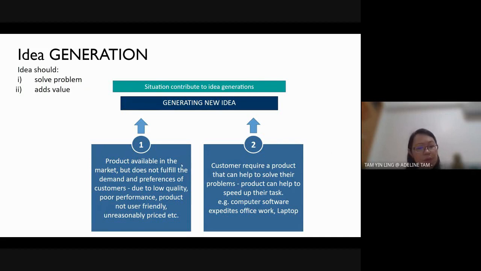The products available in the market might not fulfill the demand or preference of customers due to low quality, poor performance, not user-friendly, and so on. So that provides you with the opportunity to create a new product or new ideas. And customers also require a product that can solve their problems. Remember, I keep on saying, solve their problems. So this product can help to reduce the customer's problem, speed up their work, making them more efficient. For example, they're looking for software to solve problems, laptop, and so on. So these are the two very important points we have to think about when we try to generate the ideas.